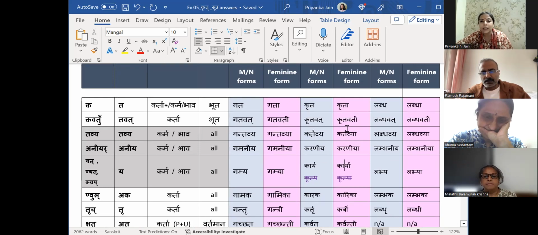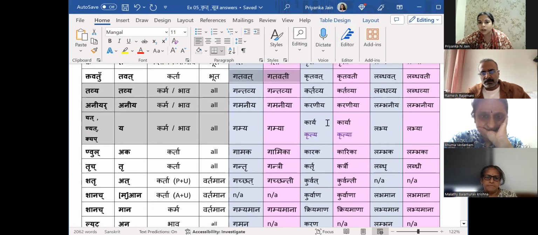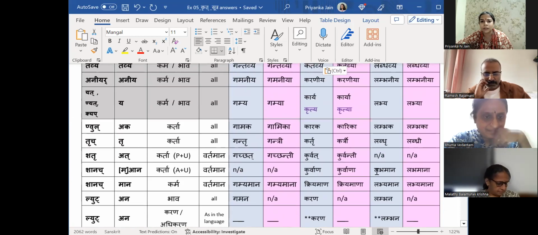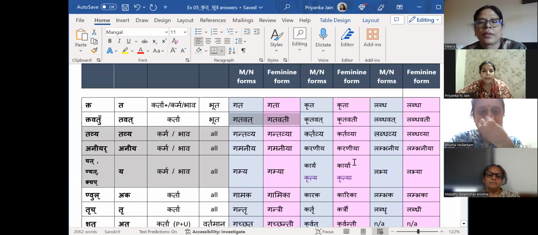In the sample sheet, I had given the Pratipadikas. But of course, both are correct as long as we know the difference, that am I writing the Pratipadika or am I writing one form? So that's not a big deal. We just need to know.